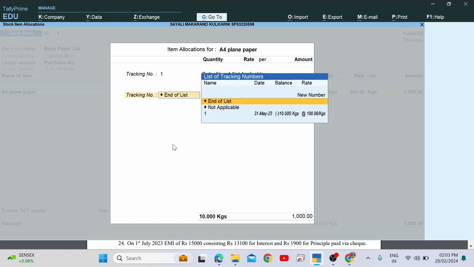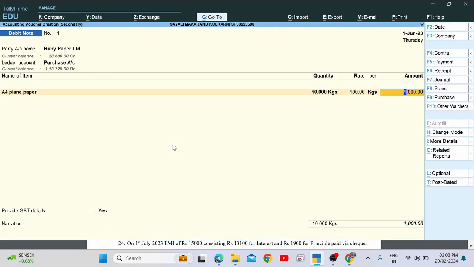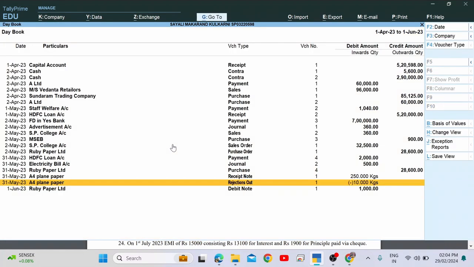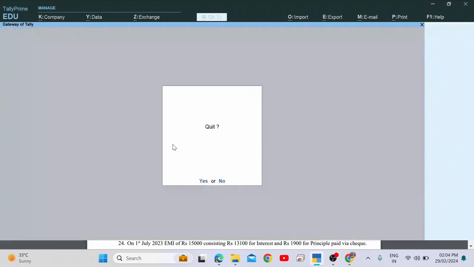10 and 100 and 1000. Are you getting it? Yes. If yes, then no problem. No, provide GST. No need to provide. Rejection entry, debit note is over.